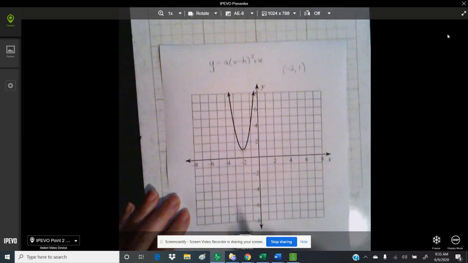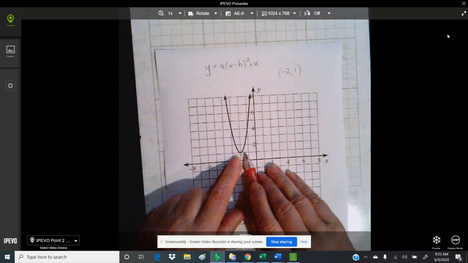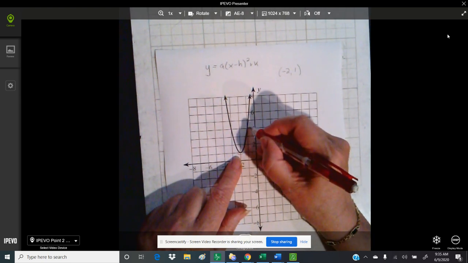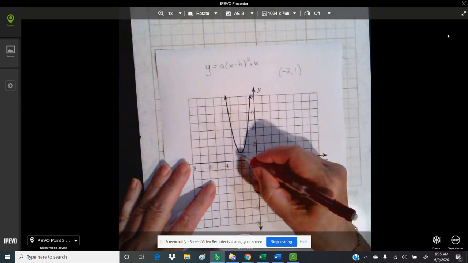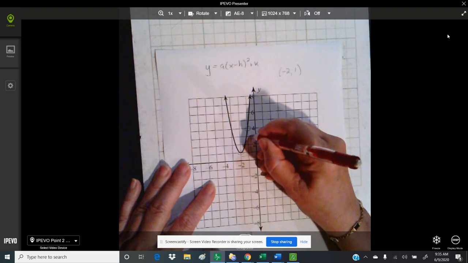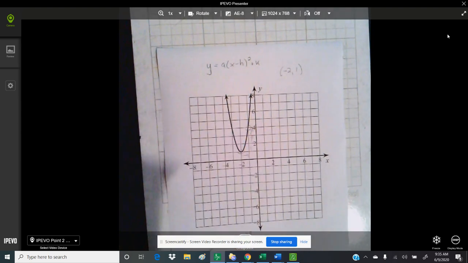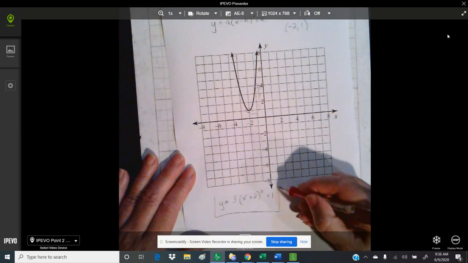Now, if I take a look at my first point on my graph, the first point where it crosses some boxes evenly would be up there. So I go over 1 and up 1, 2, 3. So if I have to go up 3, then that means that my a value would be 3. And then this here would be the equation of that.